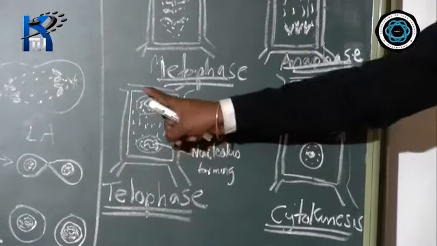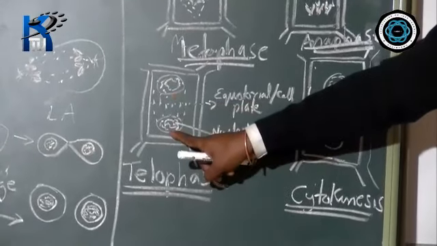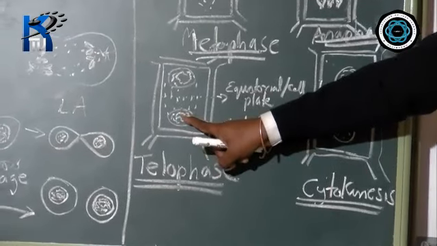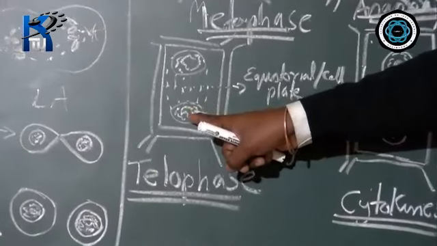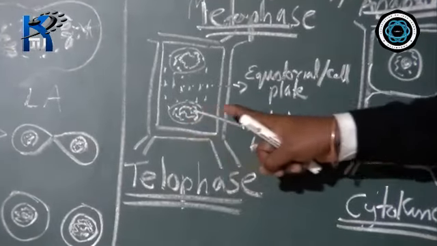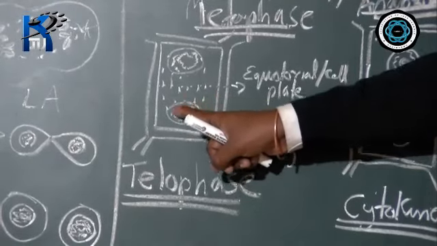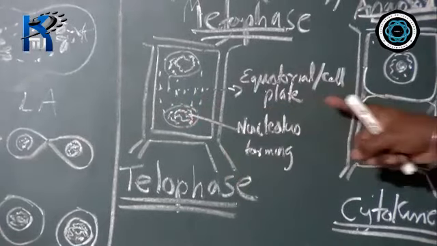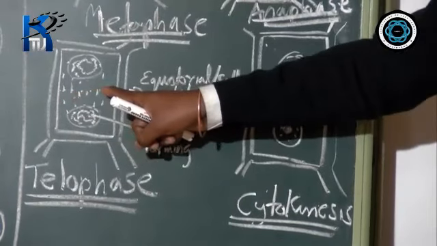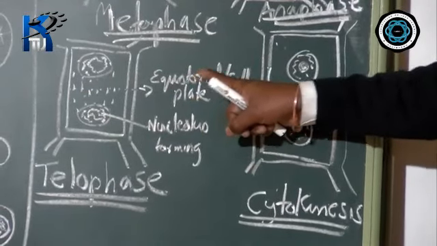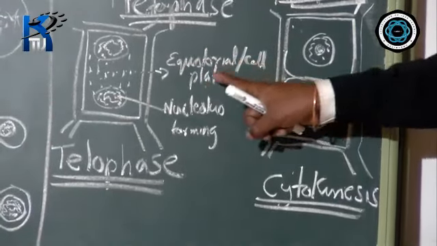So what is happening out here? In the telophase, again the nuclear membrane has appeared. Nucleolus will also appear. That is early and late telophase. The nucleolus will appear. After this telophase, after the nucleolus has appeared, then what do you find in between? In the equatorial plane, you will find the equatorial cell plate. You also call it as equatorial plate, or you also call it as cell plate.